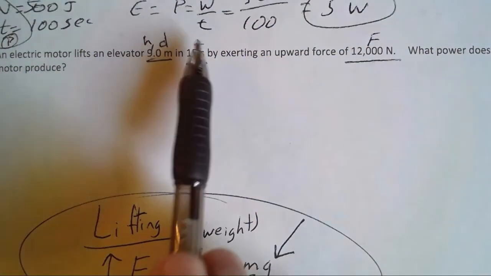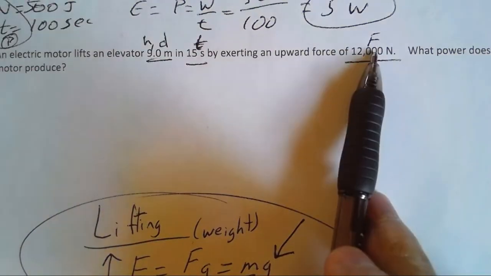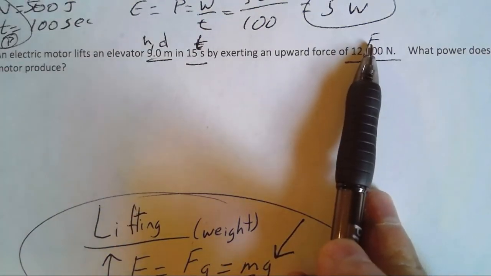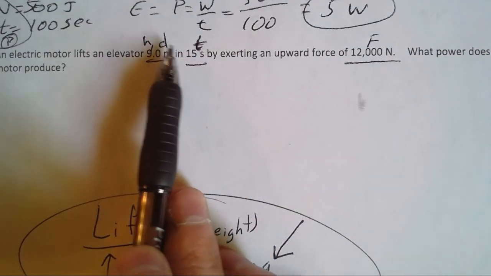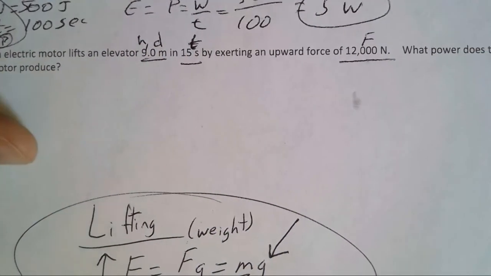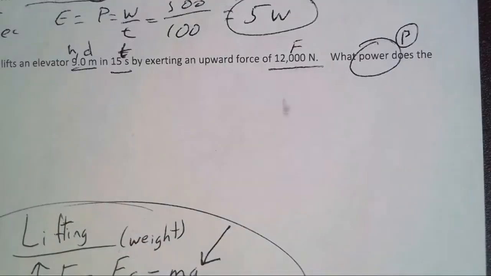Knowing the variables for all of these things is very, very important. Right? It doesn't give us the newtons, it gives us the force. It doesn't give us the seconds, it gives us the time. It doesn't give us the meters, it gives us the height or distance, depending on what it is. And it asks for power, and the variable for power is P. That's what we're looking for.